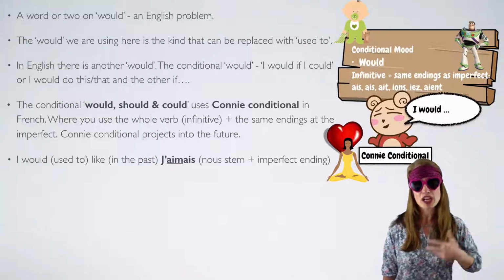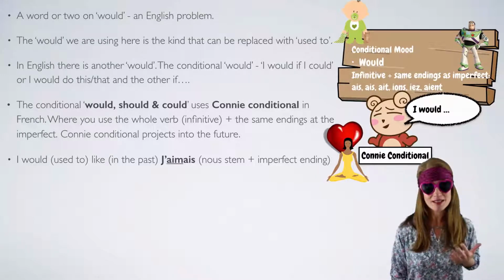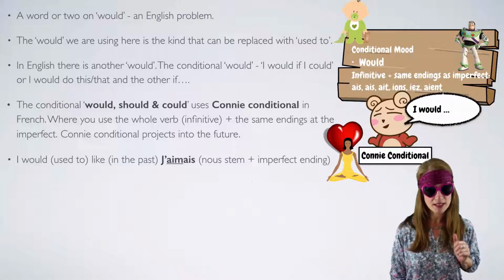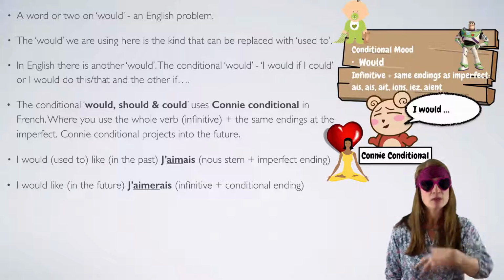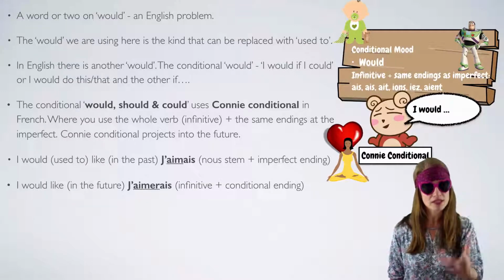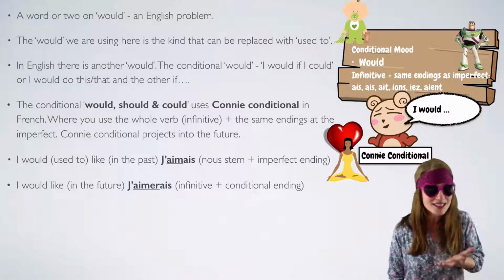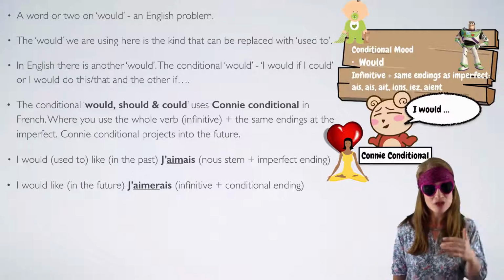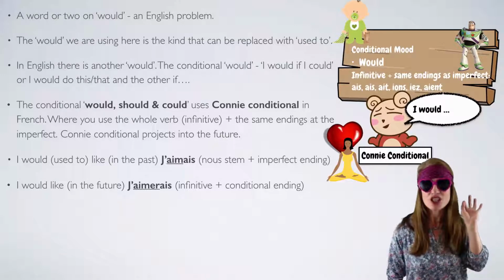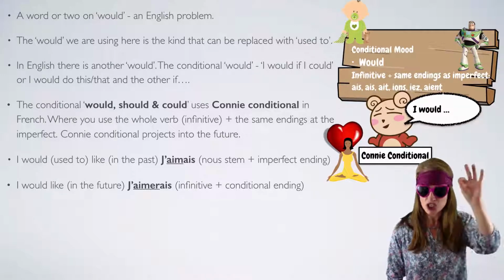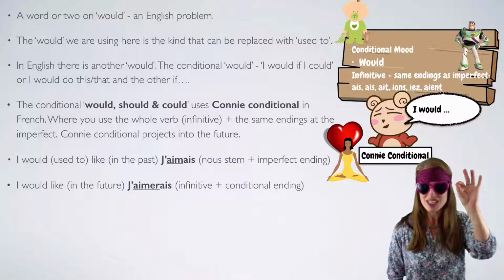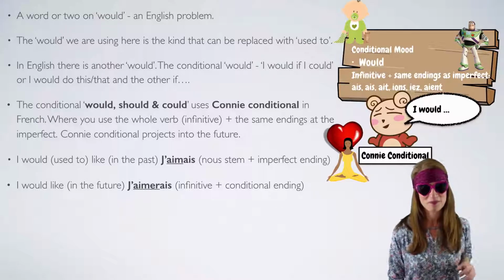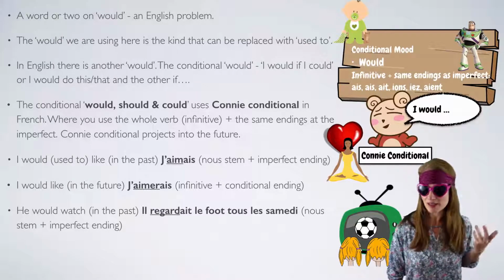So I would or I used to like, which is in the past: j'aimais, you've got the nous stem plus your imperfect ending. But I would like, in the future, we use the infinitive plus the ending: j'aimerais. You don't need to exaggerate the aimer. So we've got j'aimais, the imperfect, j'aimerais, the conditional.